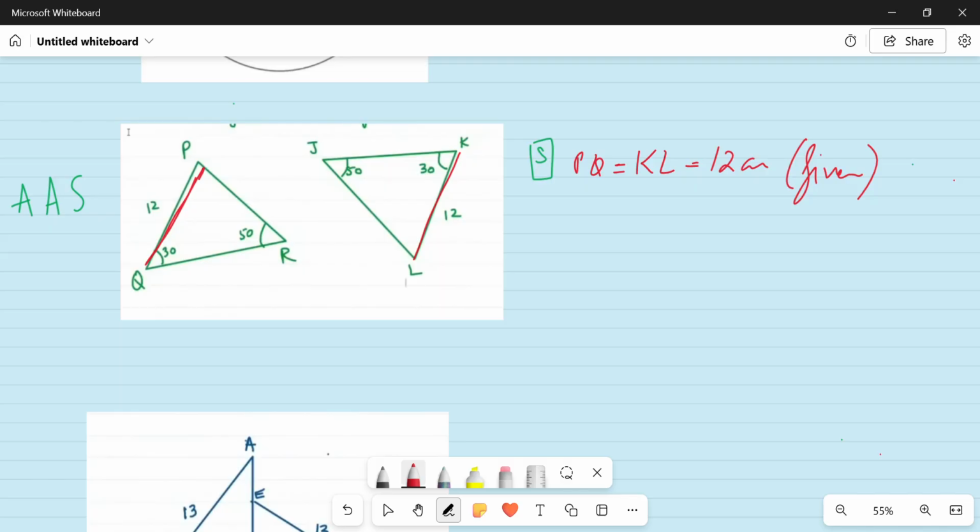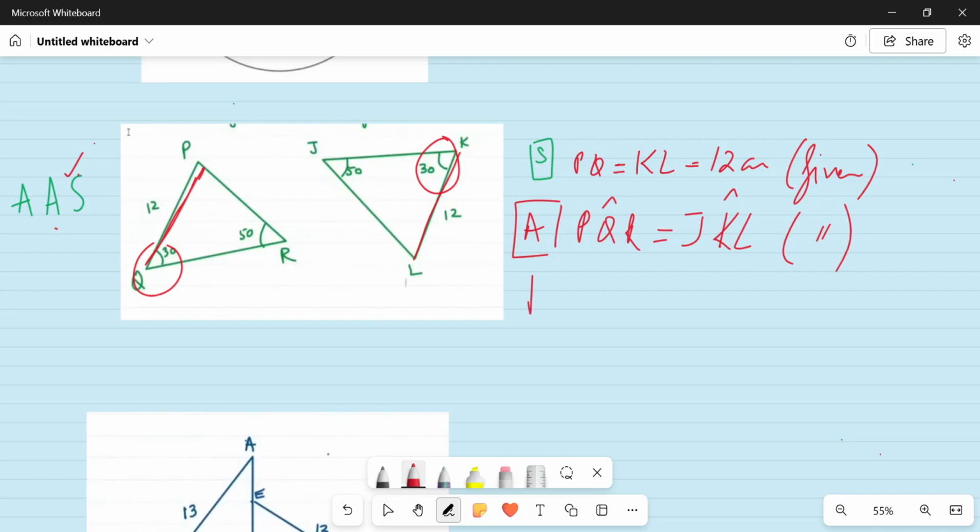Now the second one that you need to prove. First we have proved that the side is there. Now the second one, angle. Which two angles are equal here? Angle Q is 30 degree, and angle K is also 30 degree. So we can say that angle PQR equals angle JKL. That is also given.